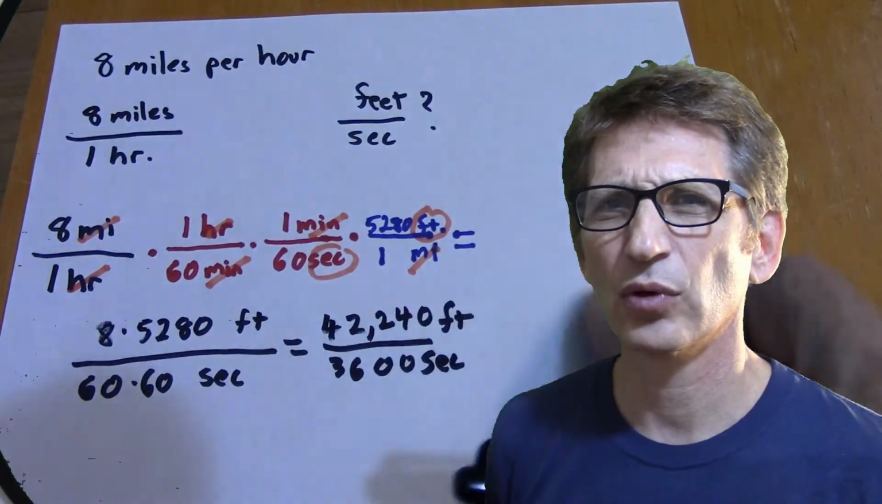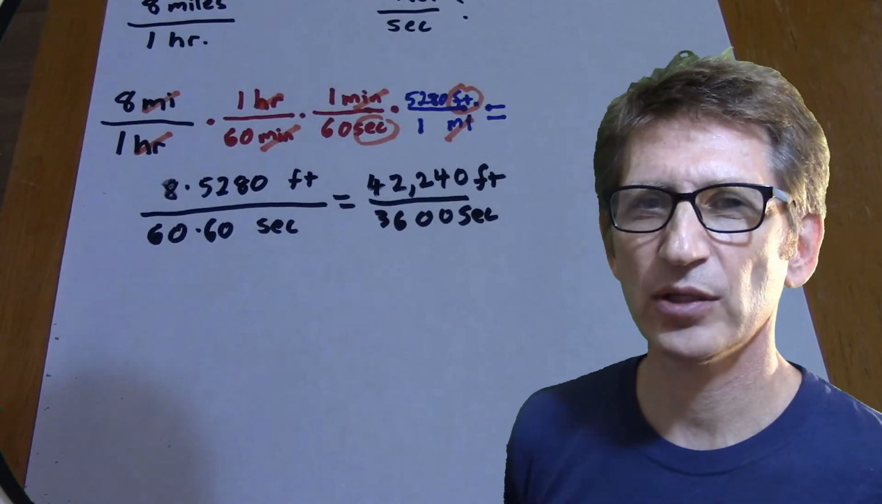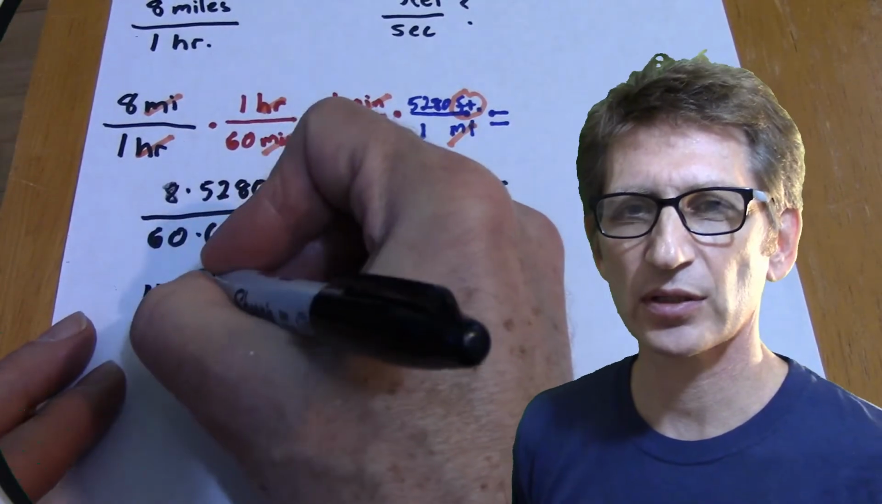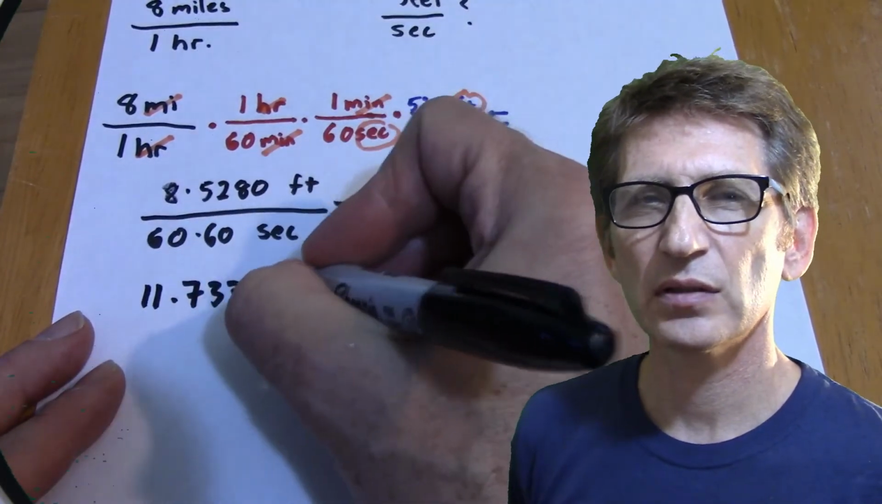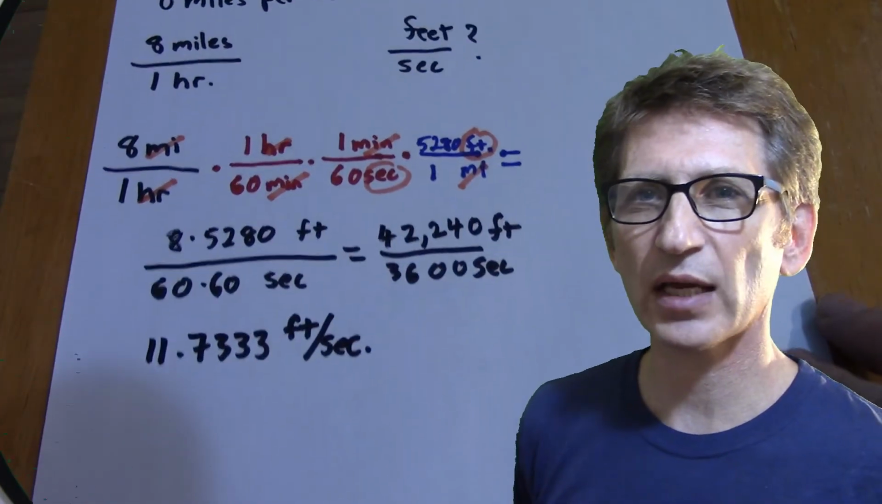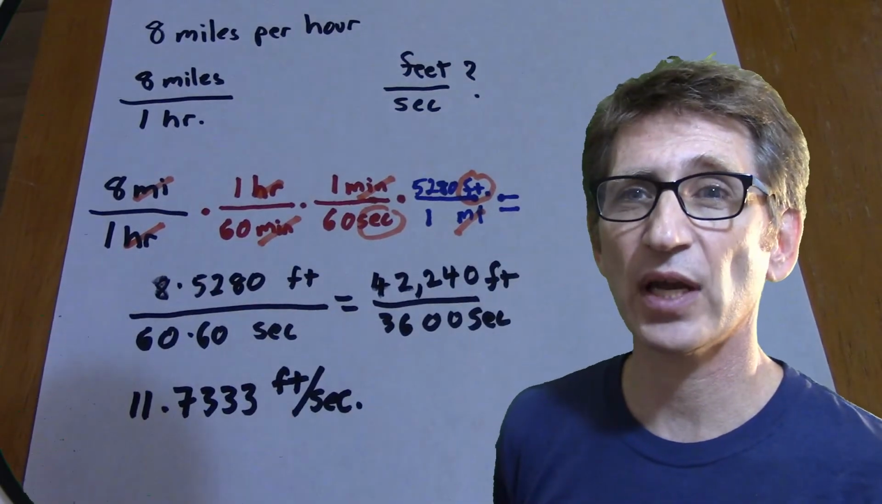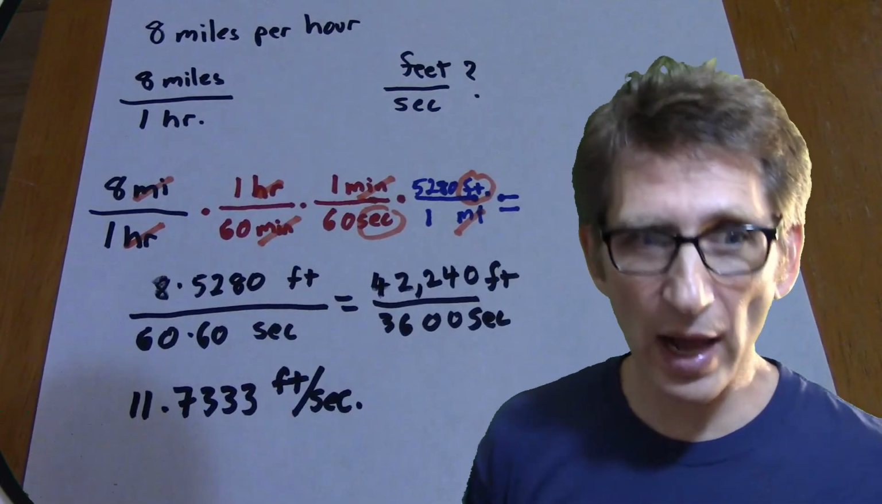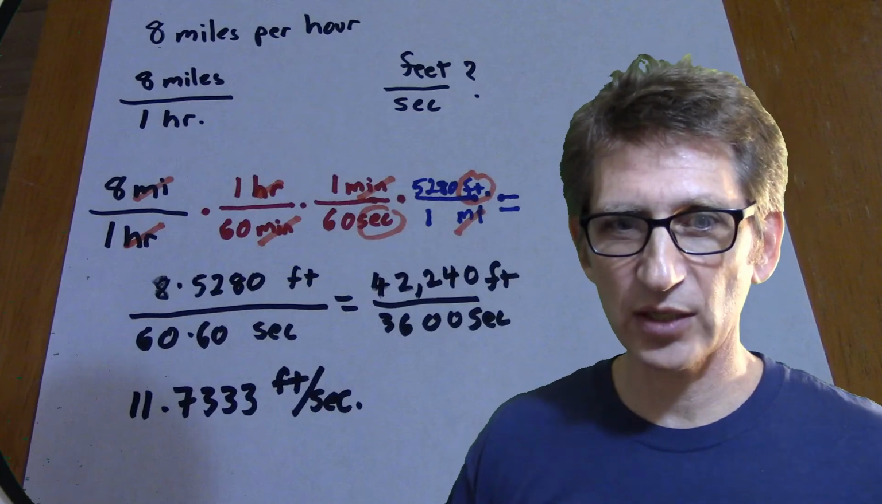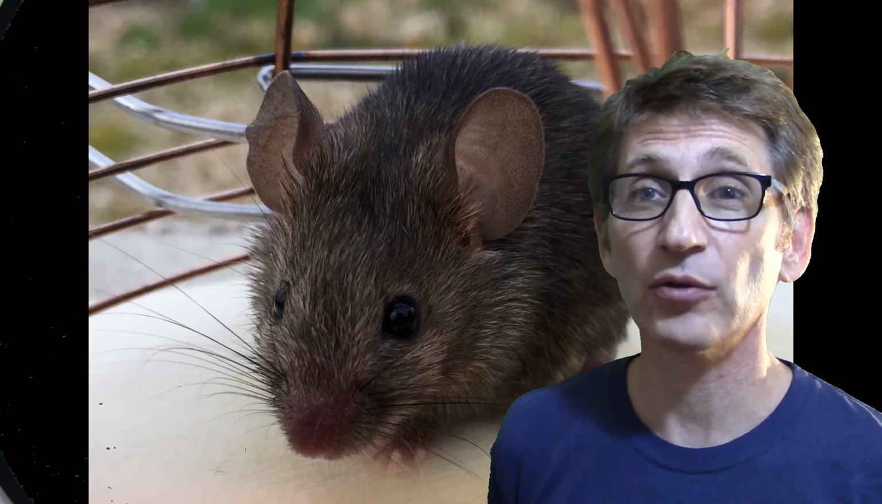Probably going to be a little more convenient if we look at this as a unit rate. So we'll divide 42,240 by 3,600. That gives 11.7333 feet per second. Yeah, that's pretty fast. Pretty close to 12 feet per second. So if you've ever noticed, like, wow, that was about 12 feet across my kitchen. I had less than a second to see that mouse. That's about right. About 12 feet per second.